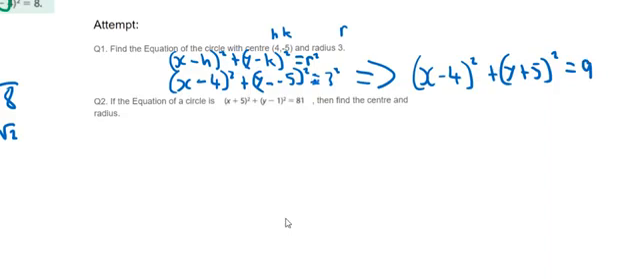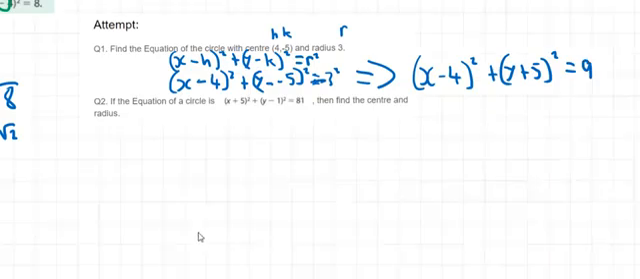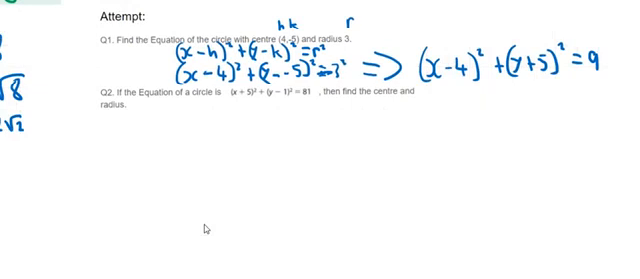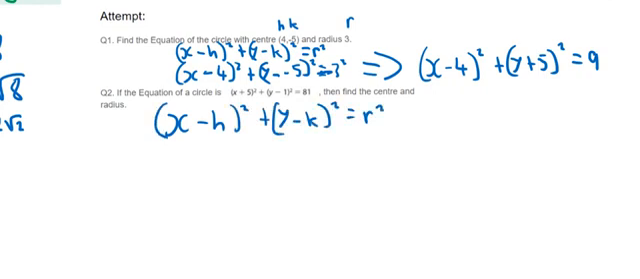Then question 2, if the equation of a circle is x plus 5 squared plus y minus 1 squared equals 81, then find the center and the radius. I'm just writing out the general equation again, and then underneath I'll write what this one is, just to make it clear. So you don't really need to do this if you understand already. You can just look at the equation, you can almost just pick them out.